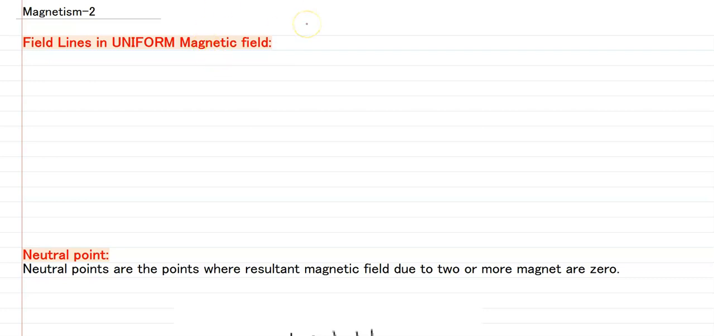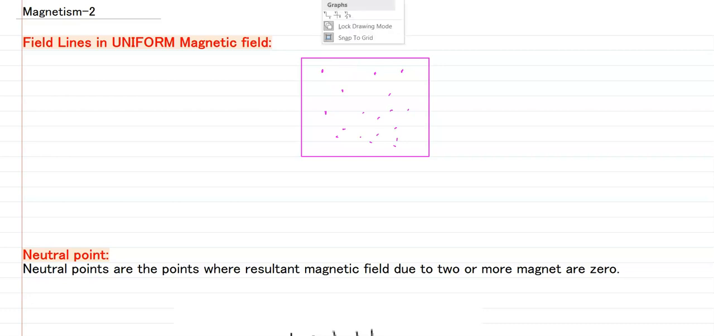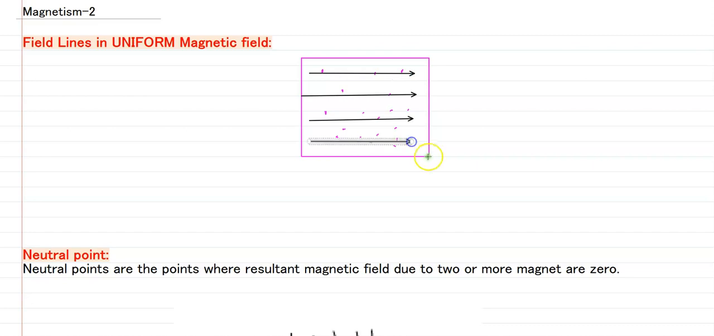So, field lines in a uniform magnetic field. The magnetic field is the same everywhere in the region. Suppose this is a region where the magnetic field is uniform, which means at this point, that point, all the points have the same magnitude and the same direction. That means the field lines will be along the same direction.